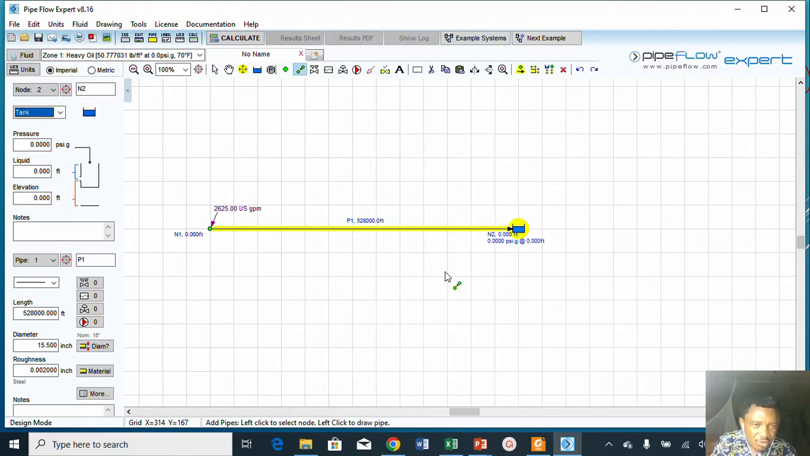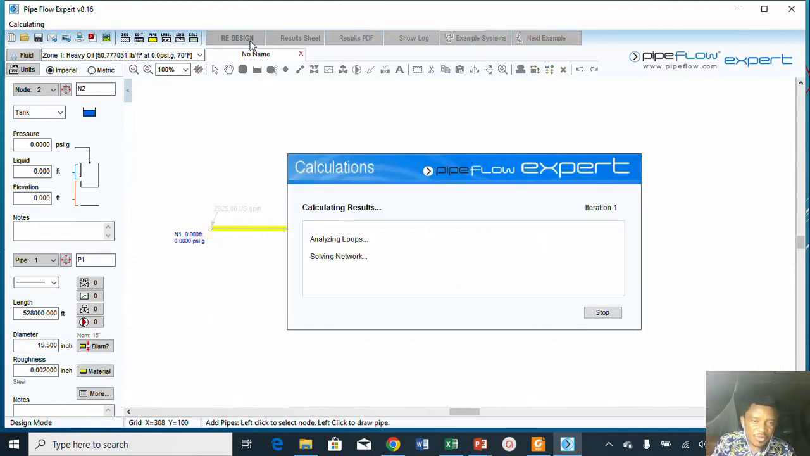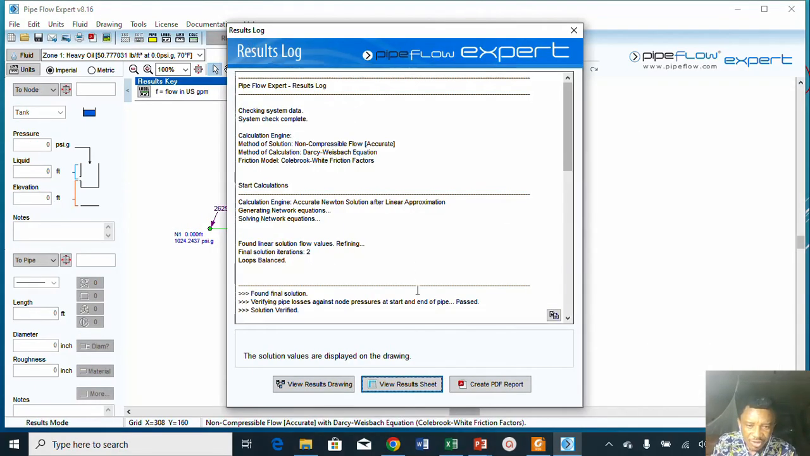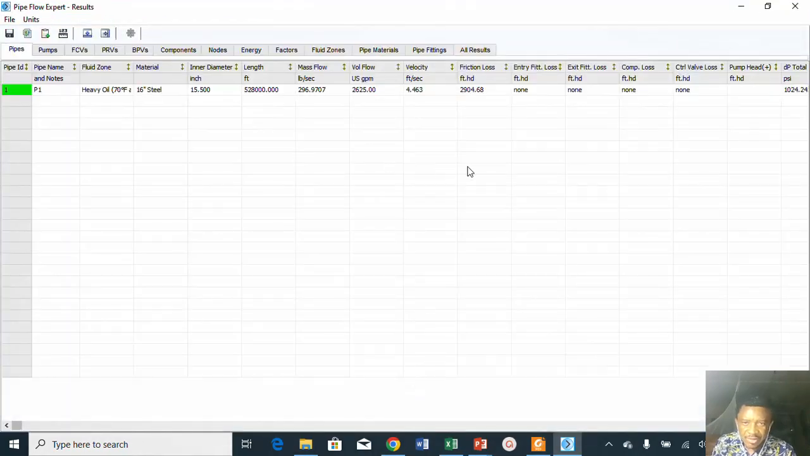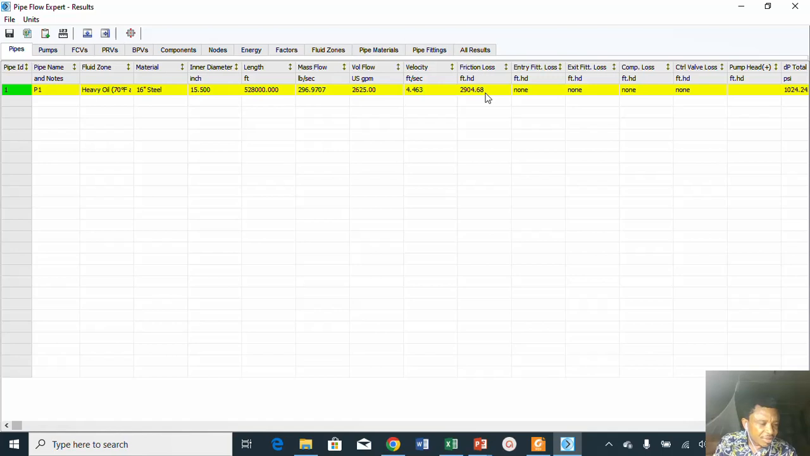So what we do next is to run the calculations. So the calculation is done. Let's look at the results. So now looking at the results, we have our friction loss, that is the head, the feet head, 2904.68. So that is what we got.